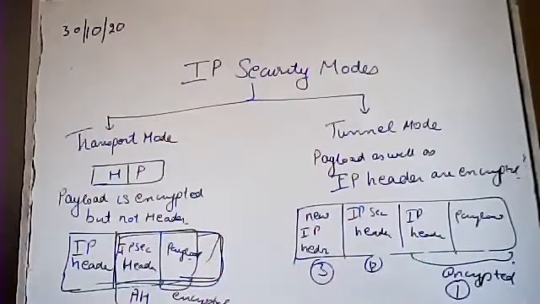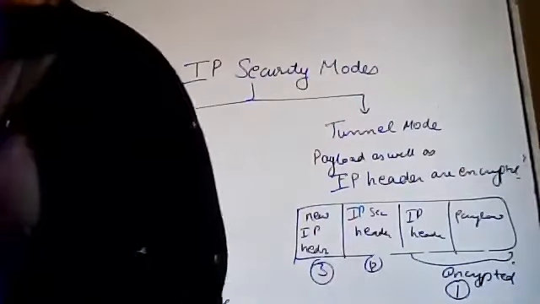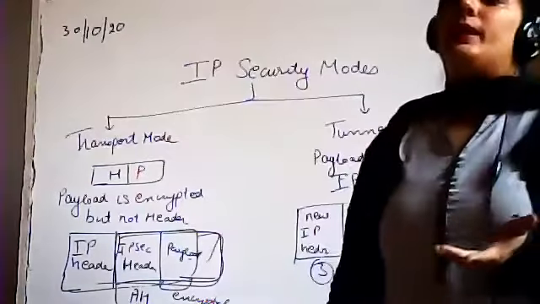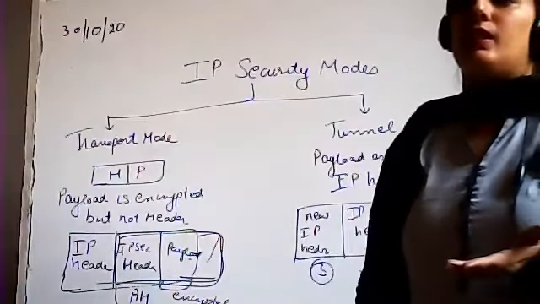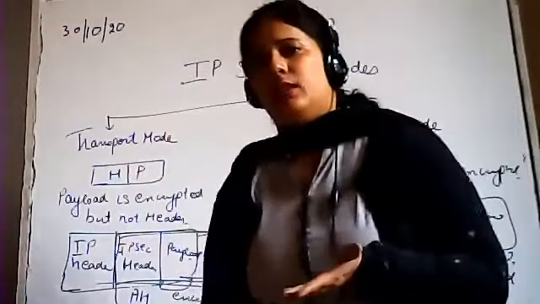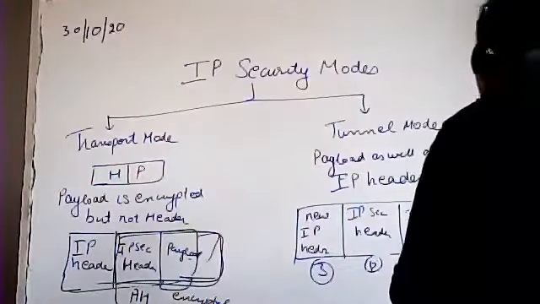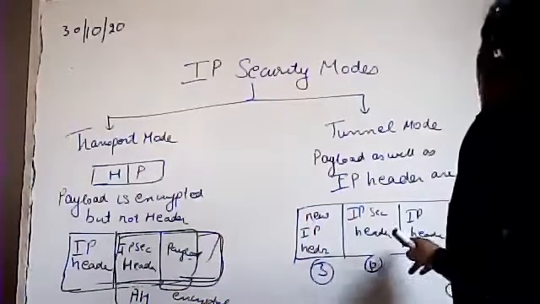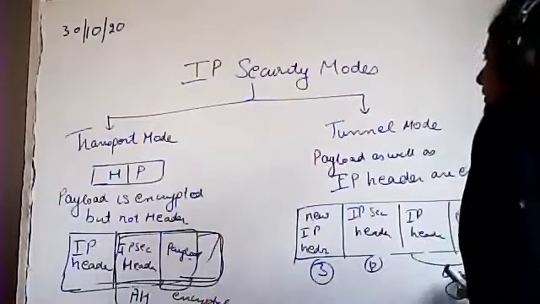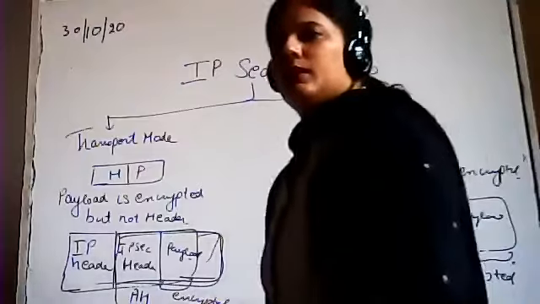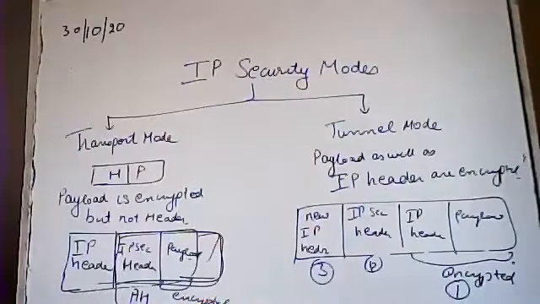So you just understand in an easy way what is happening: in the tunnel mode, we are encrypting both the header format and the payload. The IPsec header could be of any type, like the authentication header or the ESP header. We can use any type of IP security header, and we are encrypting both the things over here. Clear? So this is all about the transport mode and the tunnel mode.